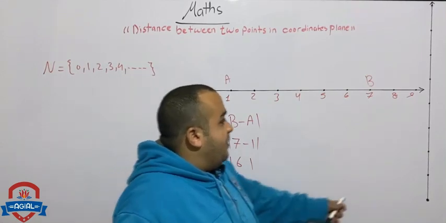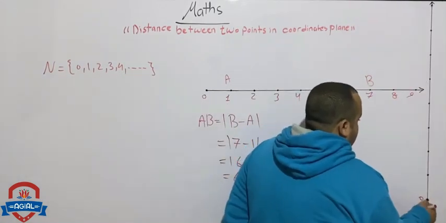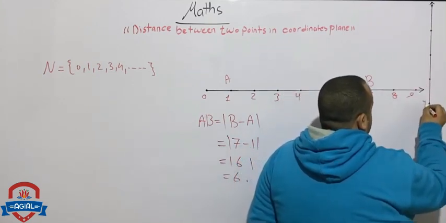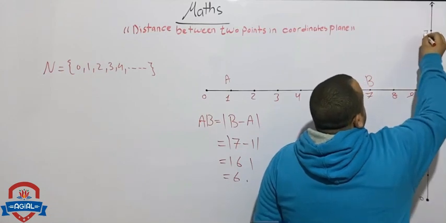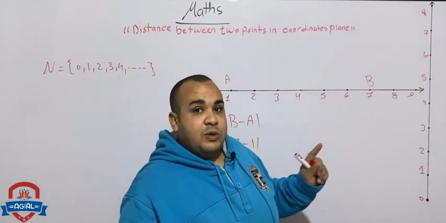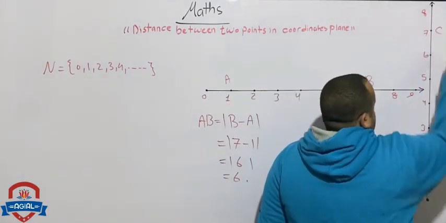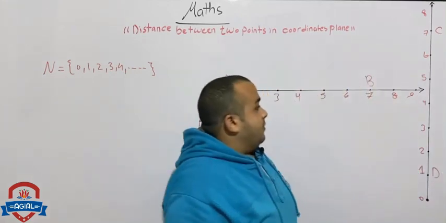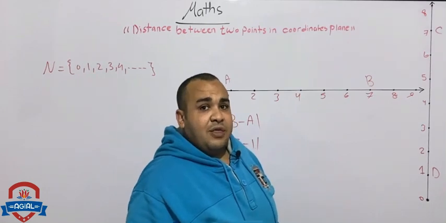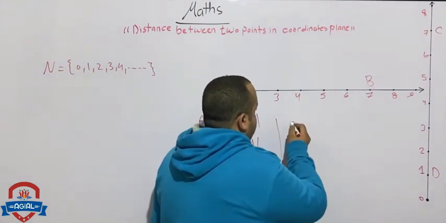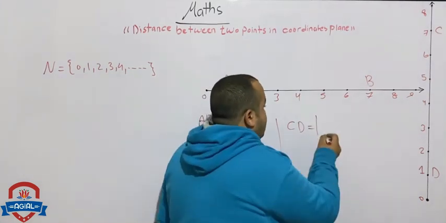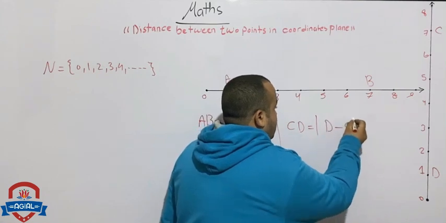In the same way, on the vertical number line, we start from 0 and move up 1, 2, 3, 4, 5, 6, 7, 8 and so on. So if we need to find the distance between 2 points like C and D, we have to find the length of line segment CD. The length of line segment CD equals the absolute value of D minus C.